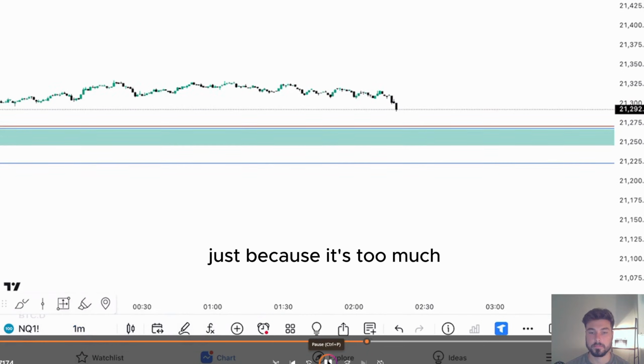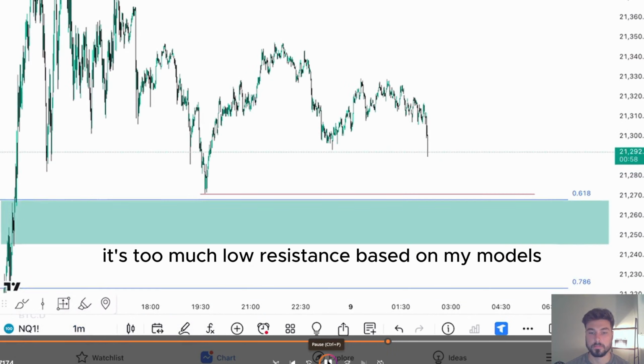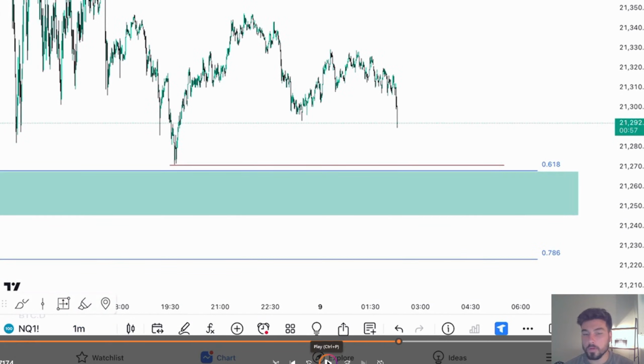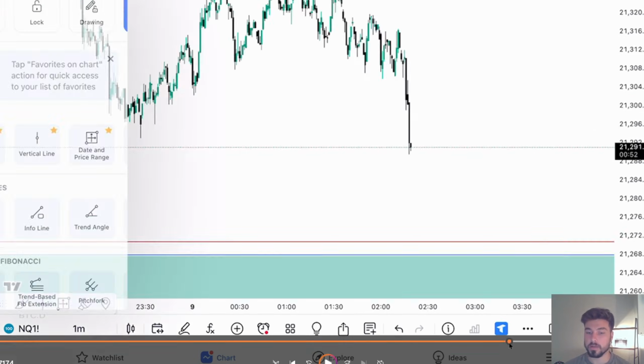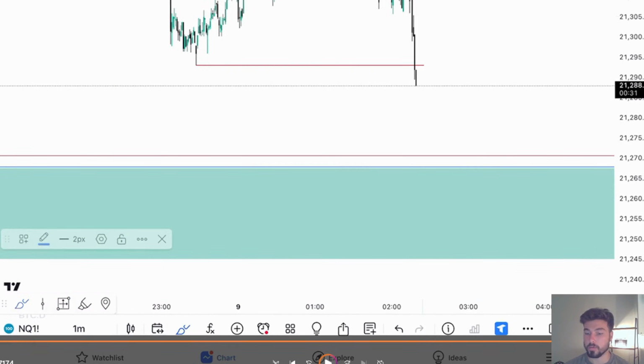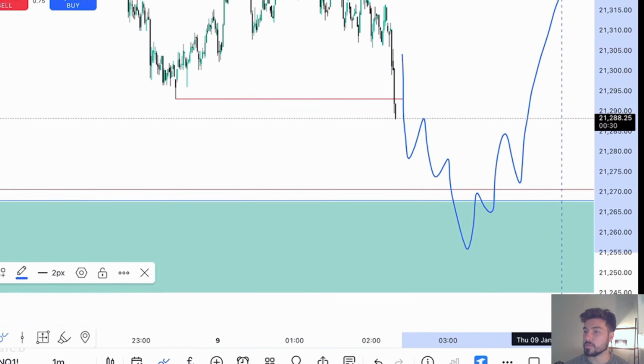Just because it's too much low resistance based on my models. So again, I'm not looking to take shorts. I don't care if price sells off dramatically. I'll wait for that reversal reaction. Here you can see that I draw up my illustration of what I want price to do. Right, let me just move this up so you guys can see.